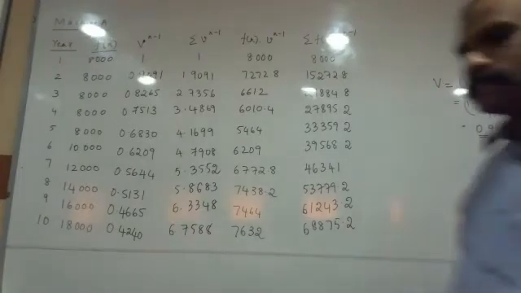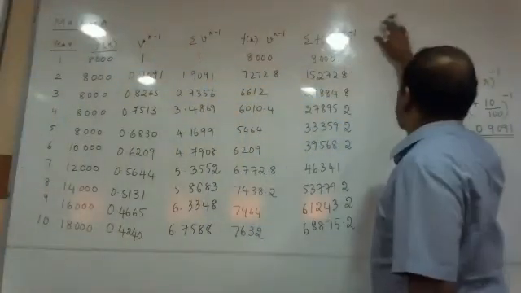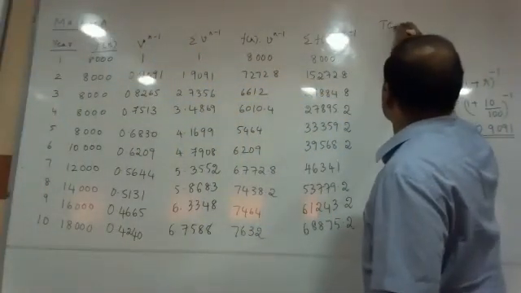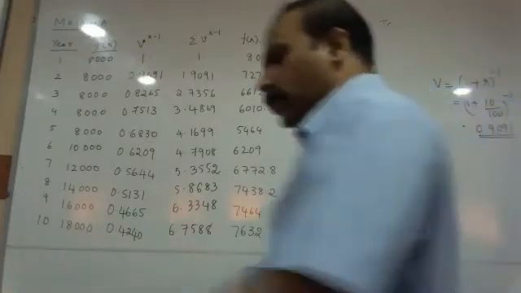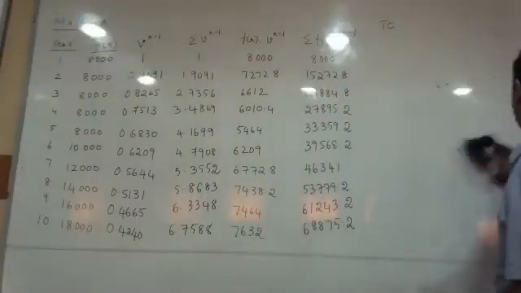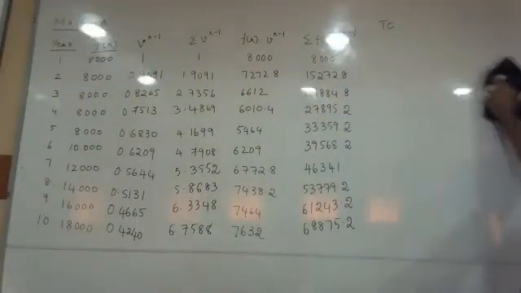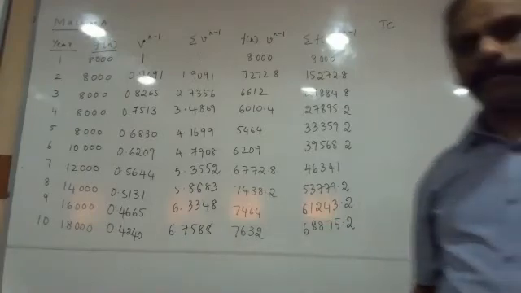Once this is done, the next step is to find out the value of total cost. So can anybody please tell me what is the formula for the total cost? How do we calculate total cost? Can you please tell me the formula for the total cost?